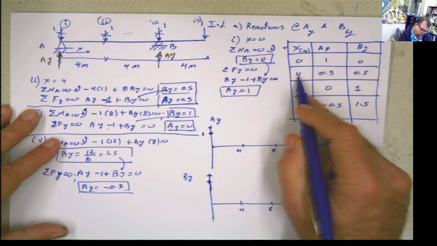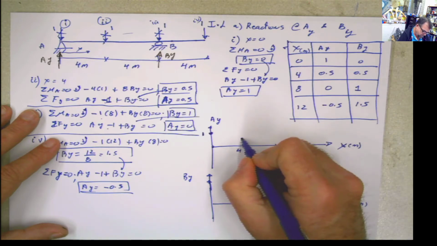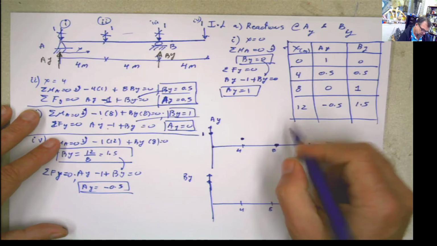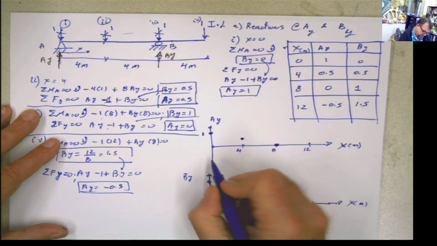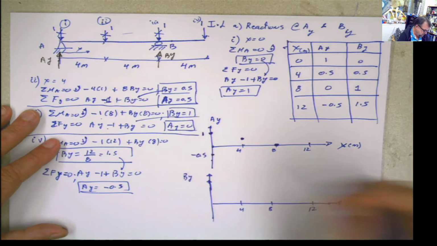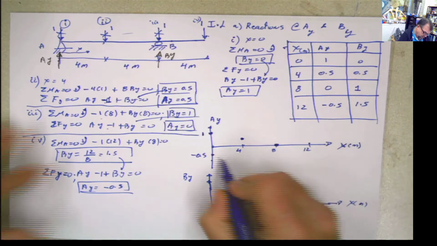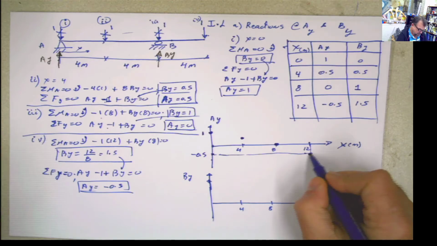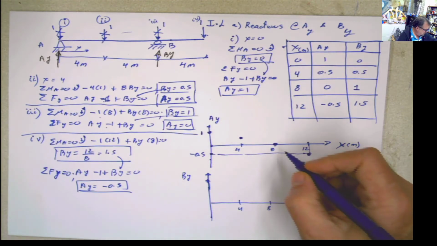Then you have 4, 0.5, so let's say 4, 0.5. Then you have 8, 0, it's going to cross 0 here. And then 12 is going to be negative 0.5, meaning if this is 1, this is going to be somewhere here, negative 0.5. Negative 0.5, 12, there, negative 0.5. And now you get a ruler.